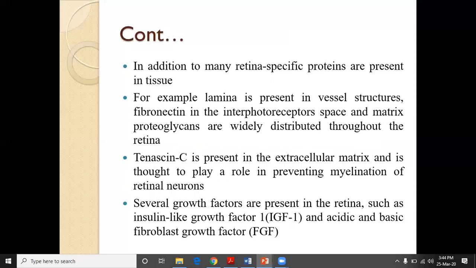For example, laminin is present in the basal structure, fibronectin in the interphotoreceptor space, and matrix proteoglycans are widely distributed throughout the retina. Tenascin C is present in the extracellular matrix and is thought to play a role in preventing myelination of the retinal neurons. So each of them has some activity there. Several growth factors are also present in the retina, such as insulin-like growth factor 1, that is IGF-1, and acidic and basic fibroblast growth factor, FGF.